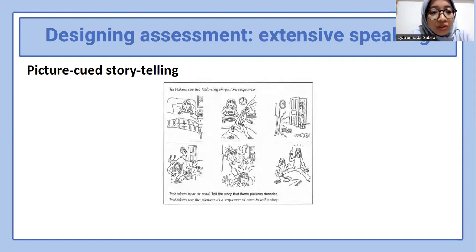And then picture-cued storytelling. One of the most common techniques for eliciting oral production is through visual pictures, photographs, diagrams, and charts. This is the picture-cued storytelling task. It's always tempting to throw any picture sequence at test takers and have them talk for a minute or so about them. But as is true of every assessment of speaking ability, the objective of eliciting narrative discourse needs to be clear.